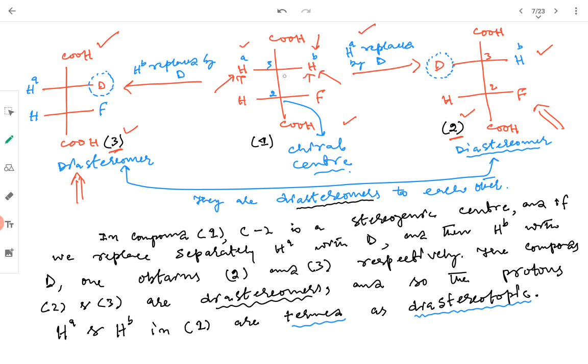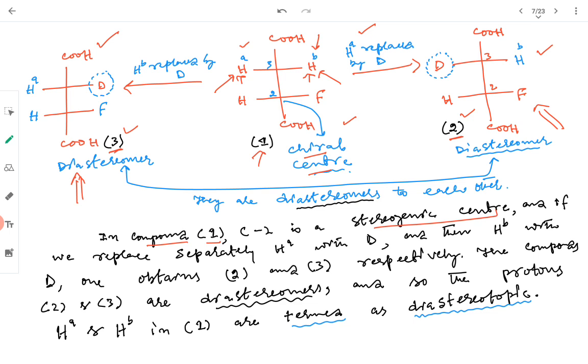So such atoms or groups or hydrogens, which when replaced by a group D give rise to diastereomers one by one, are known as diastereotopic atoms or diastereotopic groups. So Ha and Hb are known as diastereotopic atoms, or diastereotopic groups. In compound 1, C2 is a stereogenic center. It's also a chiral center, already a chiral center.